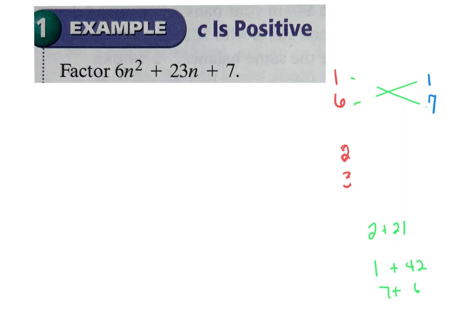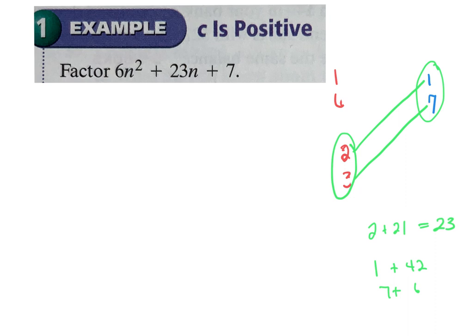And so like I said at the beginning, if we were to do 2 and 3, 2 times the 1, 3 times the 7, that gives me my 23. Those are the pairs that I'm looking for. So I know my first terms are going to be made up of the 2 and the 3. My last terms are going to be made up of 1 and 7, but what order? So what I typically do here is I start with my first terms. I know that's going to be 2n. I know that's going to be 3n.